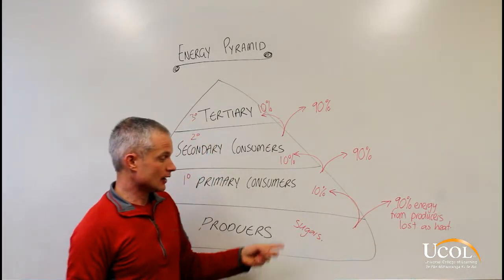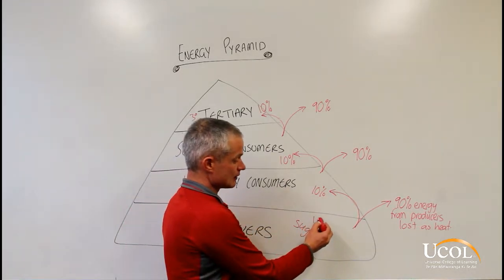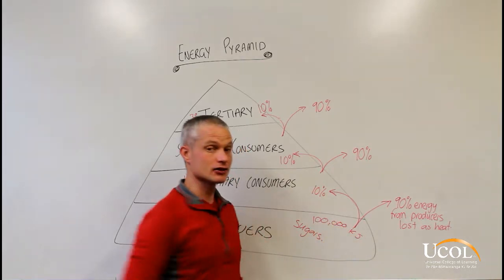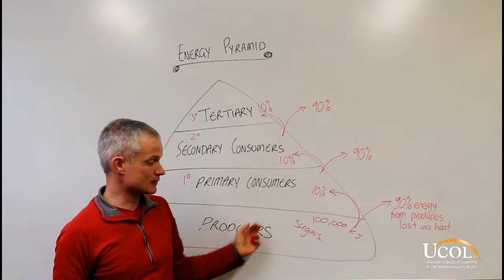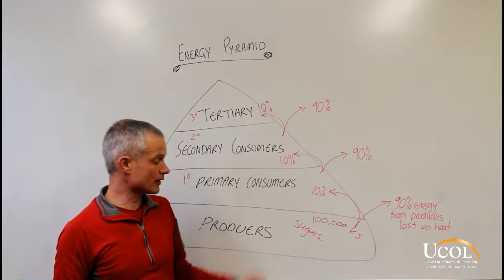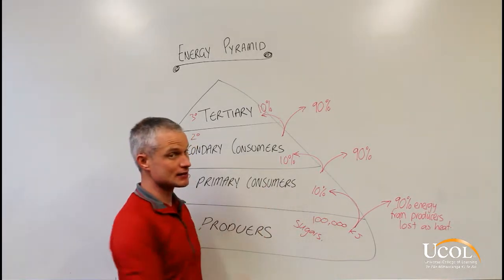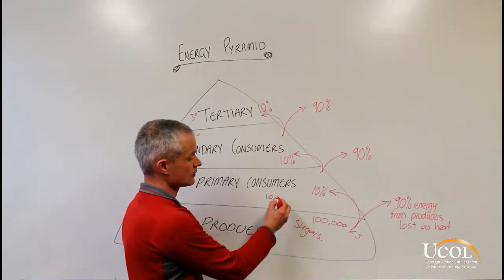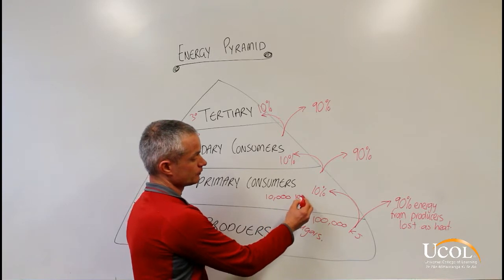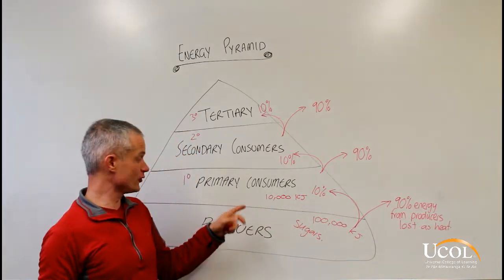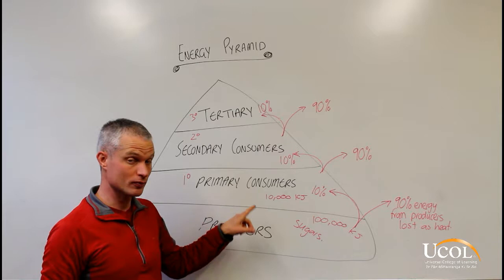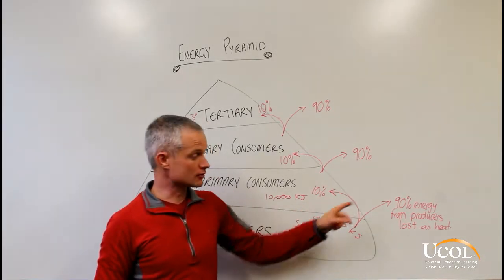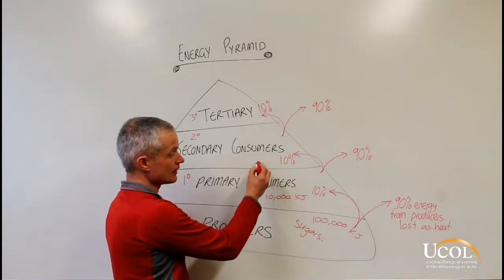So that means that maybe 100,000 kilojoules of energy is made available in sugars by the producers, only 10% of that is available to the next level up. So only 10,000 kilojoules is available for food for the primary consumers or the herbivores, and 90,000 kilojoules is lost as heat. And the same thing on the next level up.